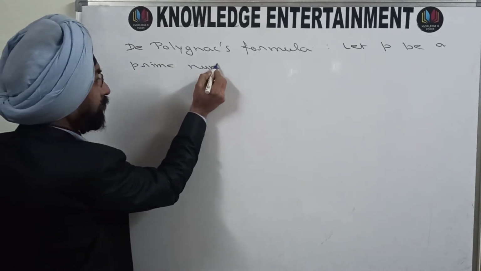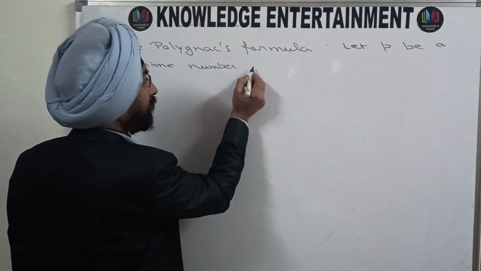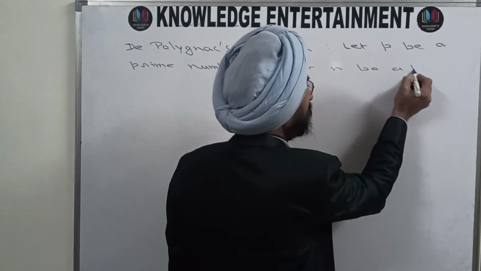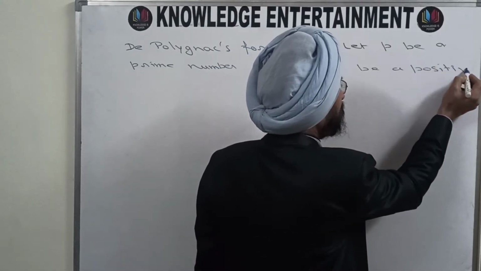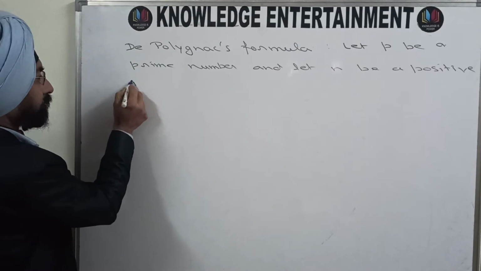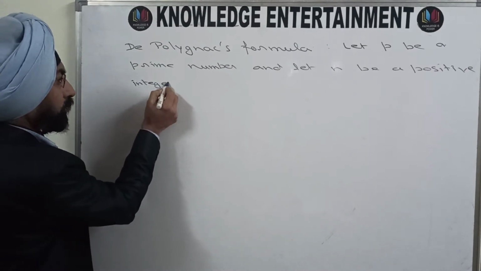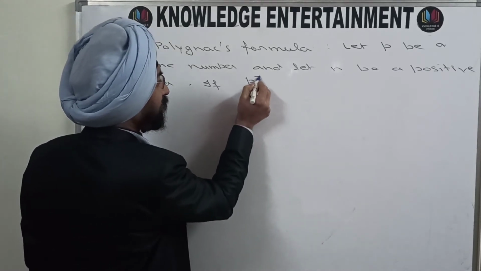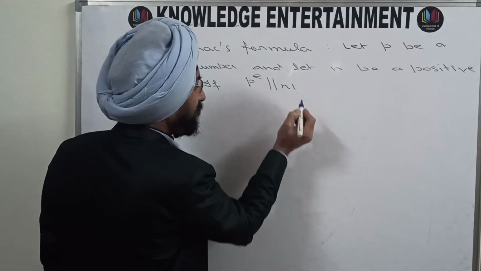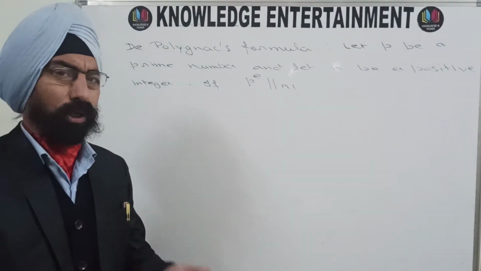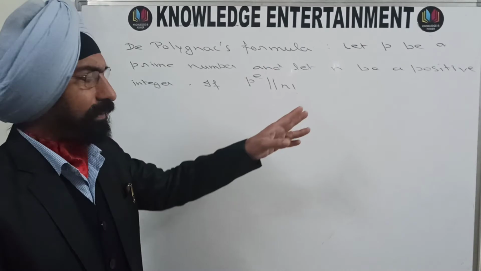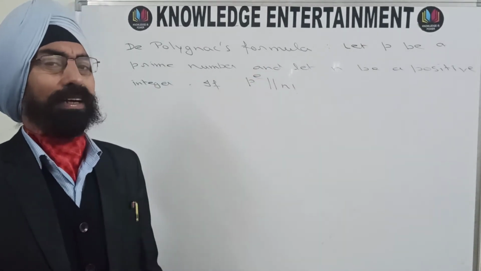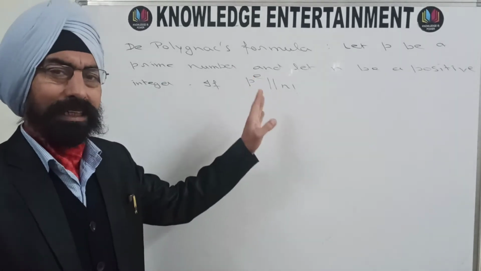Let p be a prime number, and let n be a positive integer. A positive integer e such that p raised to the power e max divides n factorial. I have told you earlier also that p power e max divides n factorial means p power e divides n factorial, but p raised to the power e plus 1 does not divide n factorial. So that means p power e max divides n factorial.